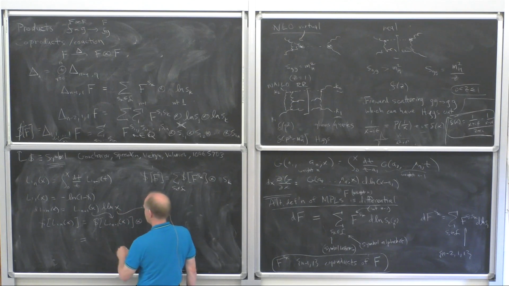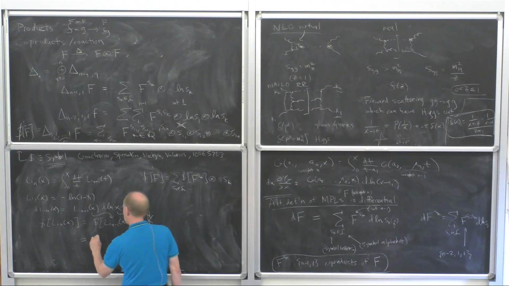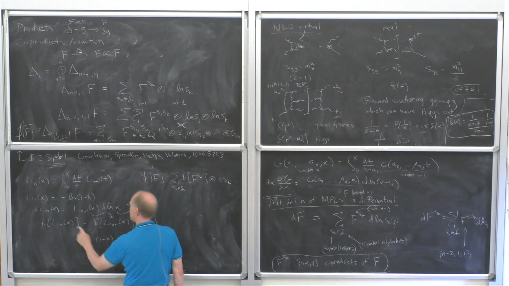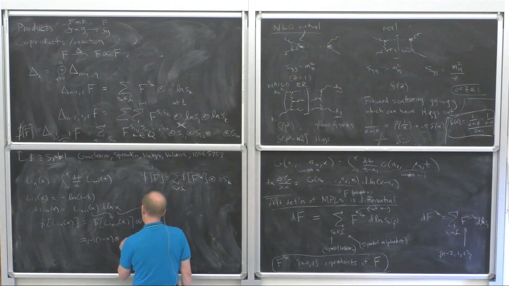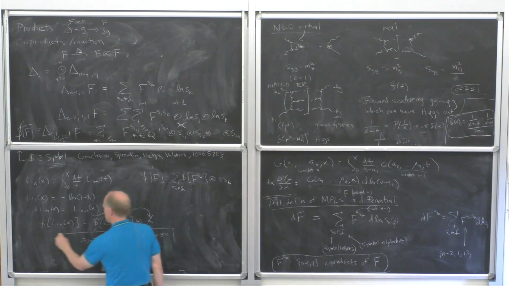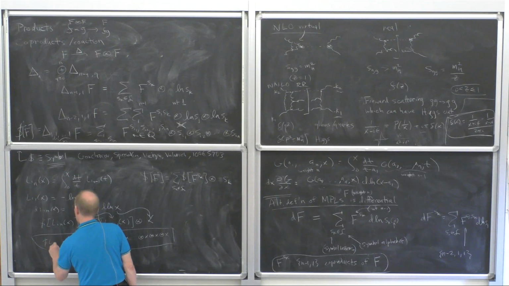And then you keep doing it for n minus 1. And then that gives you another tensor x. And then at the end of the day, you're left with a logarithm, and there's an overall minus sign, which sits out front. So this is the symbol of Li_n of x.